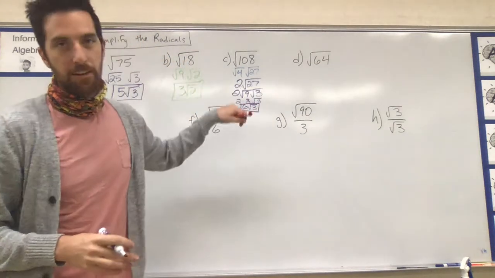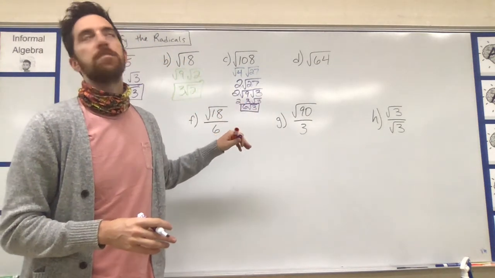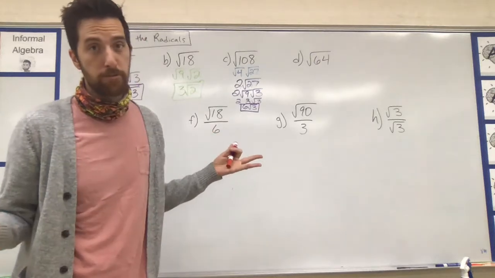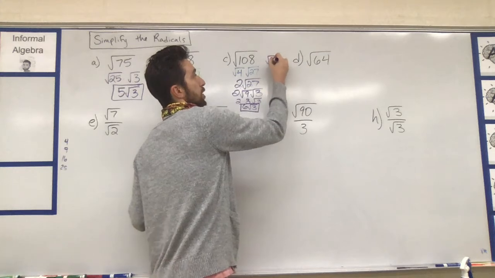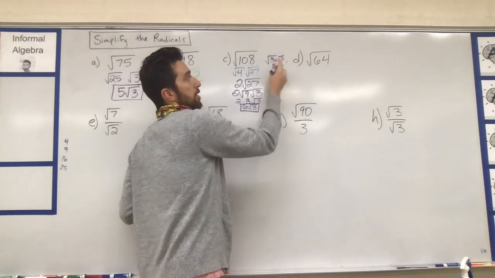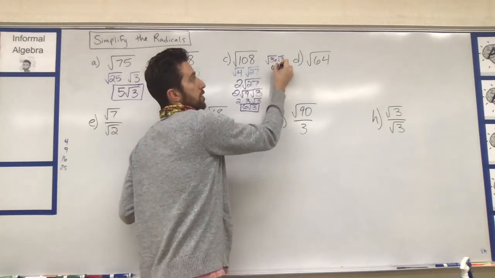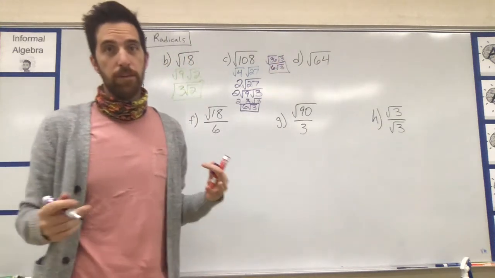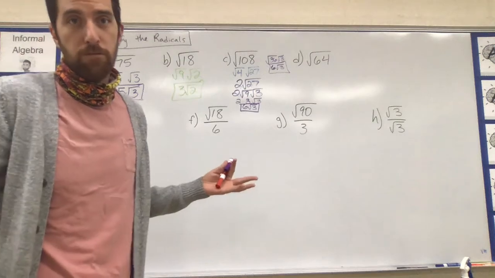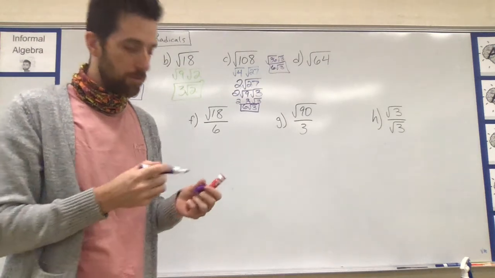Now, from the get-go, you might have been able to recognize that like 36 goes into 108. So you could say that's 36 times 3. And then the square root of 36 is 6, so you get 6 root 3 that way. So you get the same answer, but if you can figure out the larger square root first, it'll save you a little bit of work.